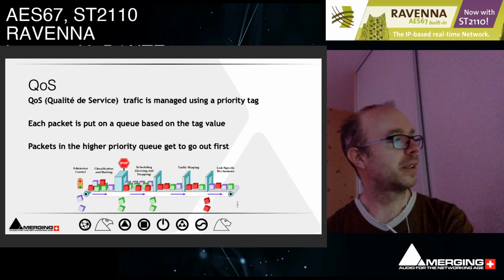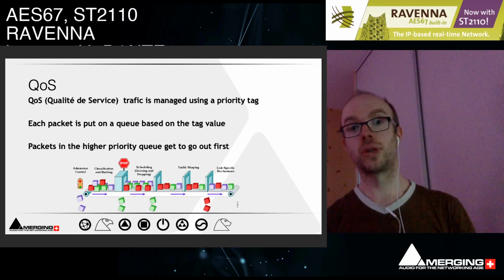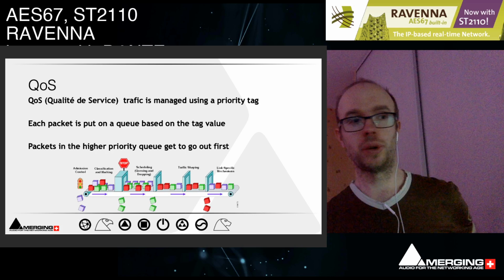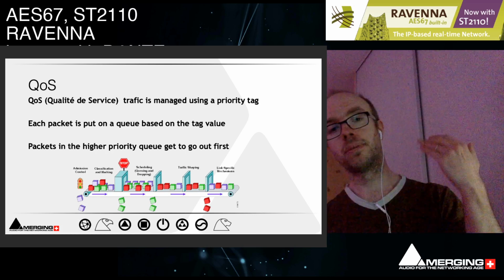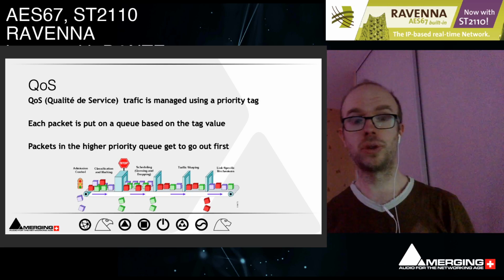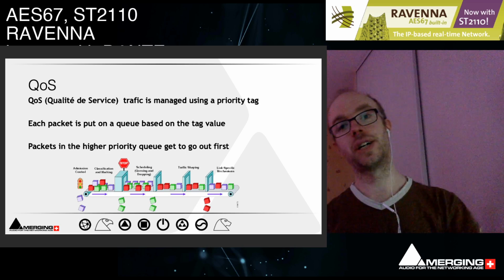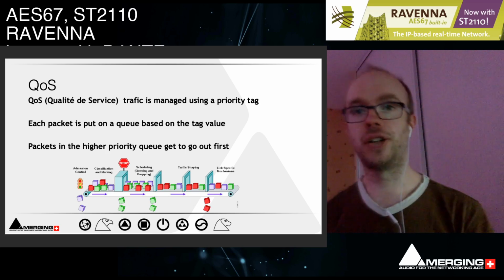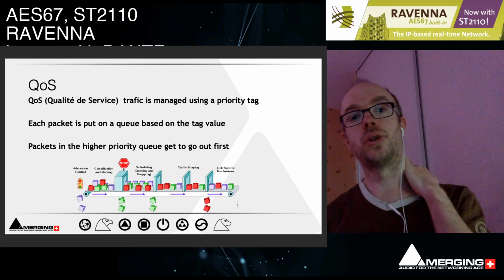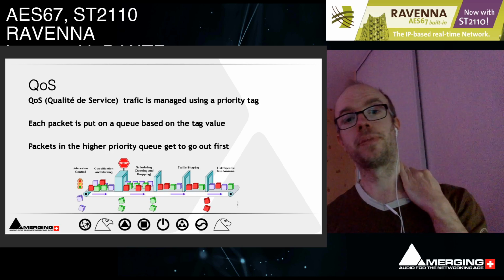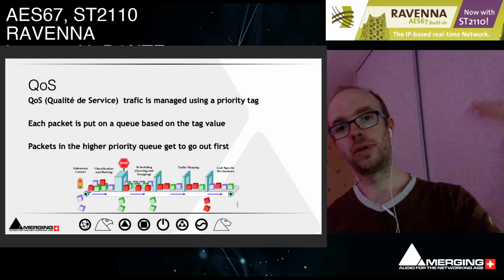So in QoS, the higher priority queue will get off first. So the question is, what do I put in the higher priority queue? What on my AES67 system? My clock, audio, and control packets, which are actually the packets of me connecting to the device and looking for the HTTP server and the web pages from the device.